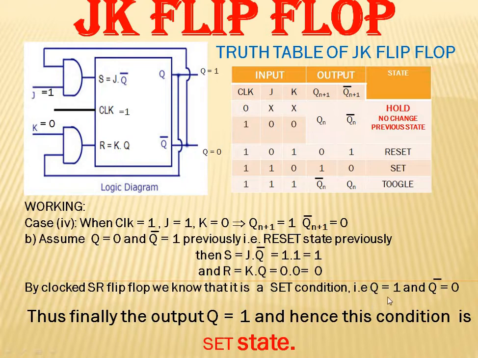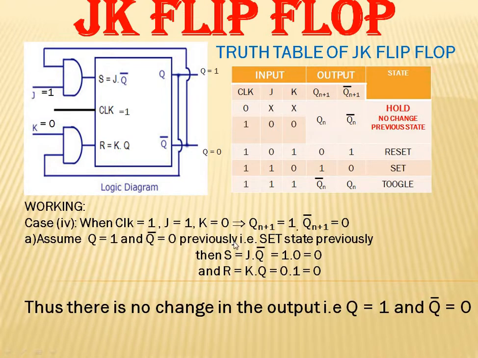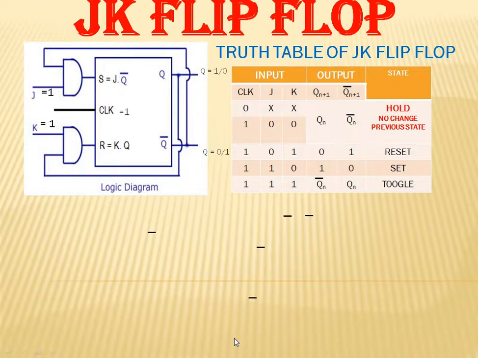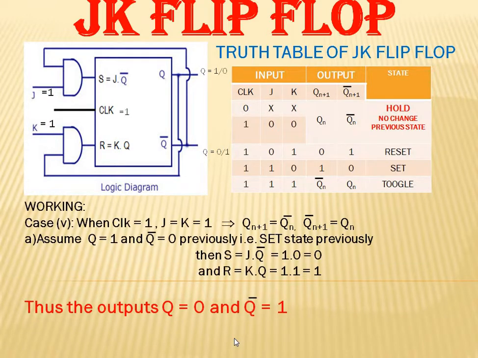That is, if we observe in both the cases, when the flip-flop was set initially, it is a set state finally. When the flip-flop was reset initially, then also it is a set state. So, finally, when clock is 1, J is 1, K is 0, it is a set state. The last condition, when clock is 1, J is equal to K is equal to 1. This avoids the invalid state of the clocked SR flip-flop.